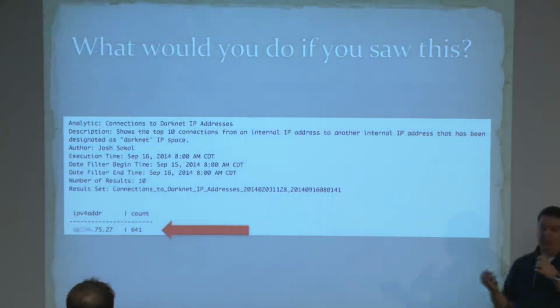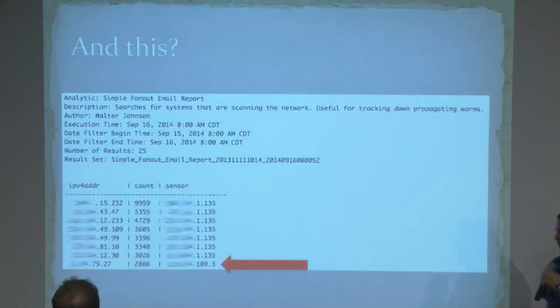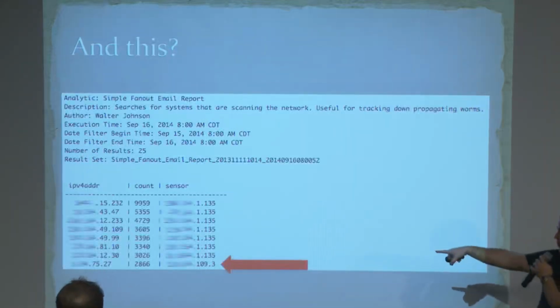So this guy is either misconfigured at this point or compromised, right? Because normal IPs or normal systems on my network aren't going to talk to blank space. So 641 connections to darknet space. So what about this? That's that same system, 75.27.